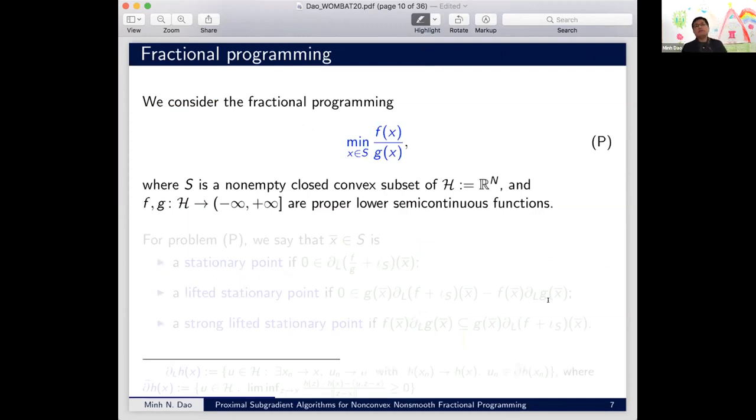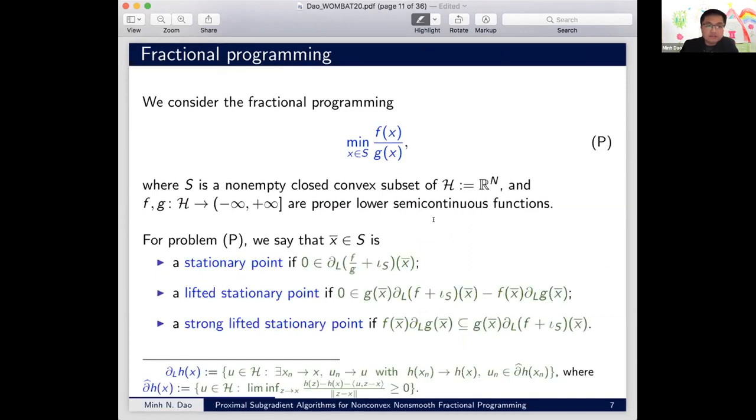So now we will focus on the fractional programming of minimizing the ratio of f(x) and g(x). Here, f and g are proper lower semi-continuous functions, and the constraint set S here is closed convex. We will call this problem problem P.